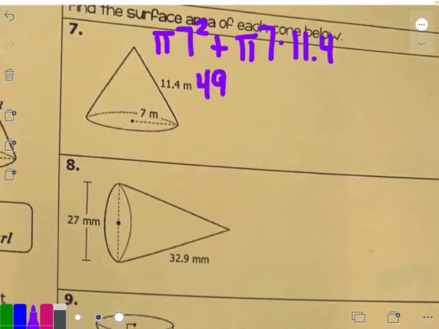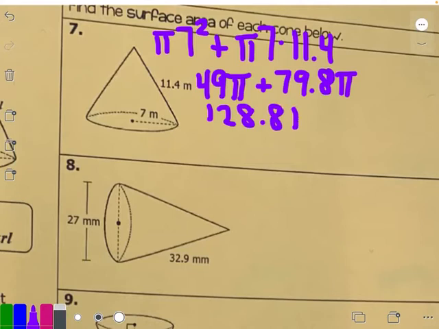So the area of the circle is 49 pi, and the second half, 7 times 11.4, is 79.8 pi. I can treat these like terms, like if they both had an x, so I can add these together and I get 128.8 pi. Then you can just plug that straight into the calculator, and you're going to have to round, obviously, because of pi. So I'm going to say 404.64 meters squared.